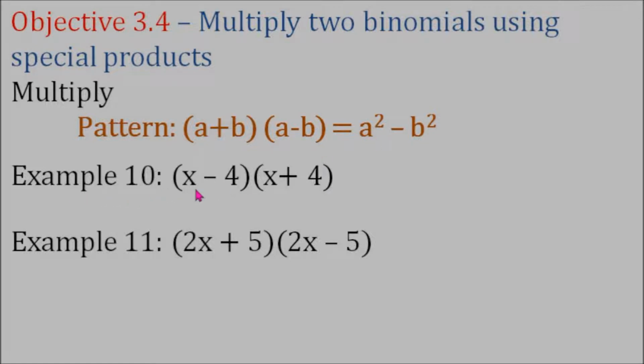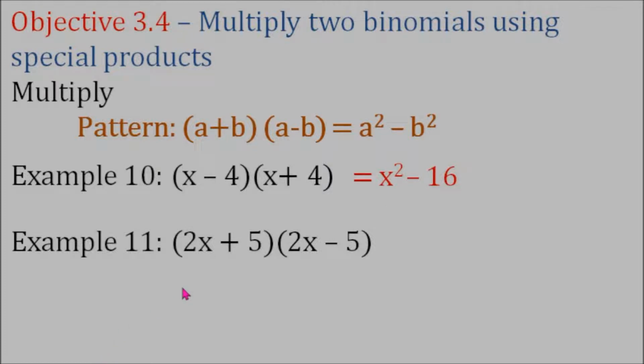Example number 10. So multiply the quantity x minus 4 times the quantity x plus 4. From our pattern, we multiply the first terms, that's x squared. Then it's always minus. 4 times 4 is 16. So that's minus 16. So this is our answer.